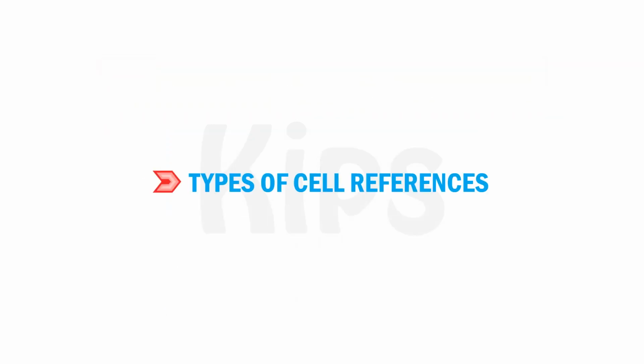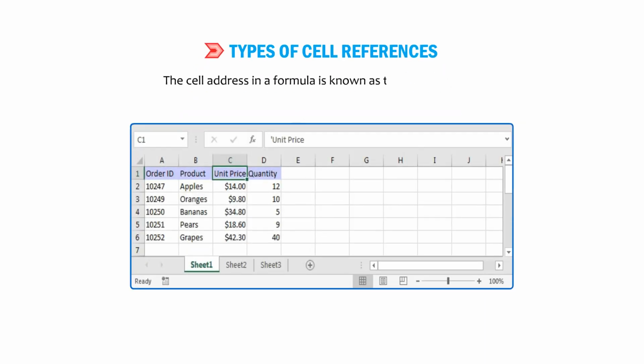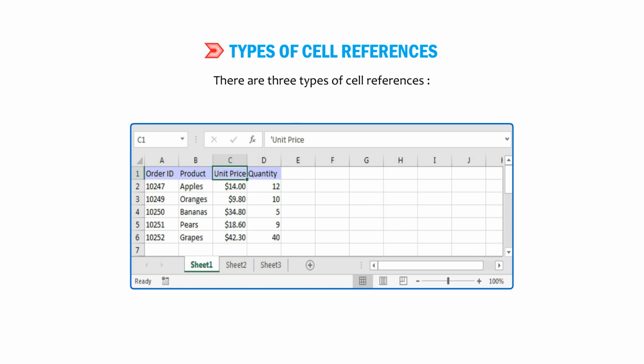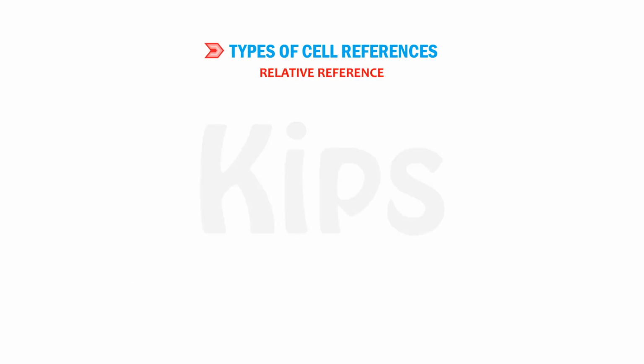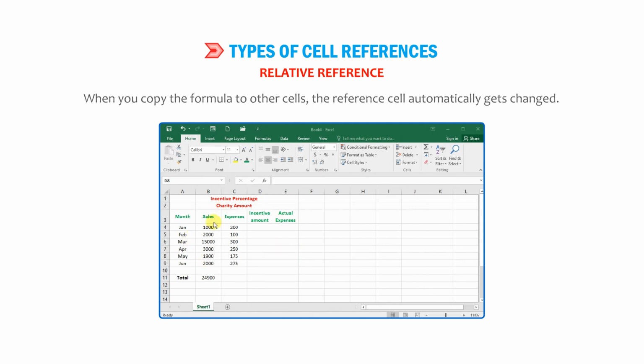Alright, now let us discuss the types of cell references. The cell address in a formula is known as the cell reference. With the help of references, you can find the values or data in a worksheet that you want to use in a formula. There are three types of cell references. Let's talk about the relative reference. When you create a formula, references to a cell or ranges are usually based on the position relative to the cell. When you copy the formula to other cells, the reference automatically gets changed.